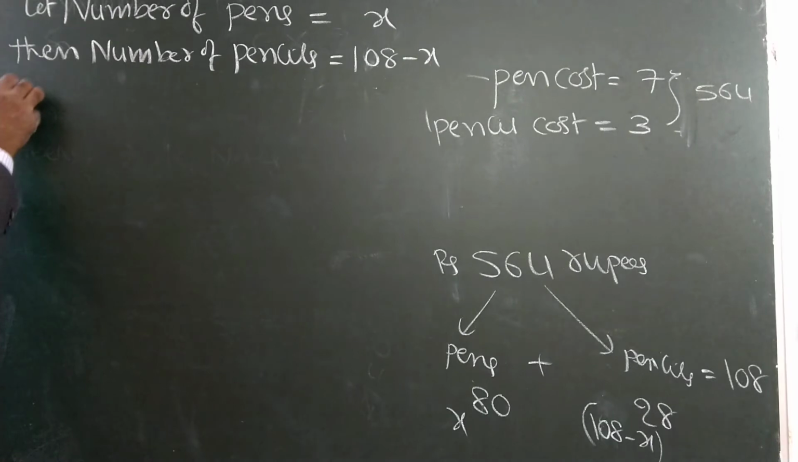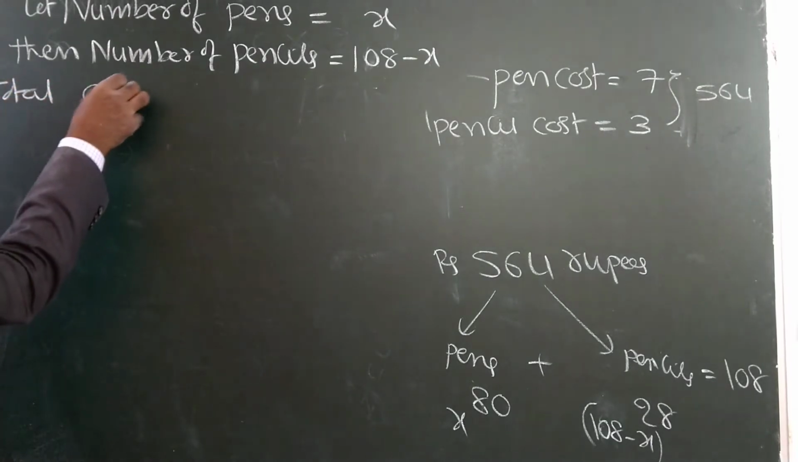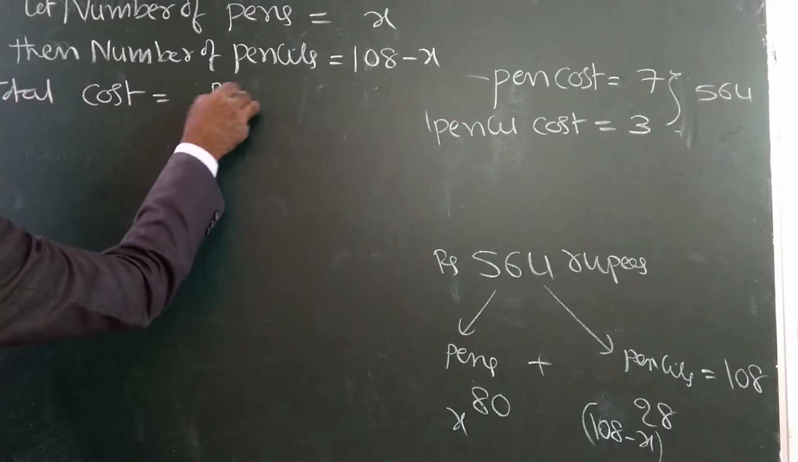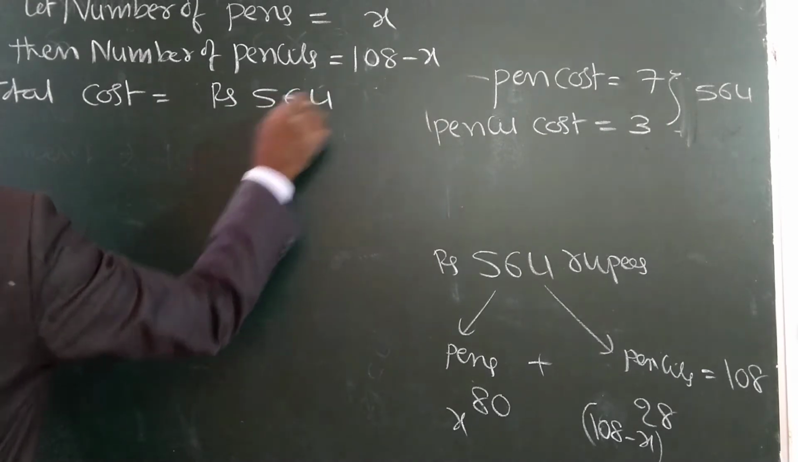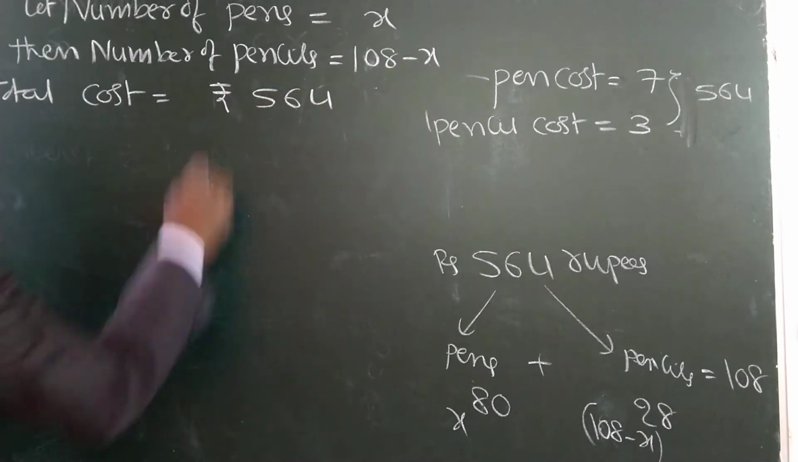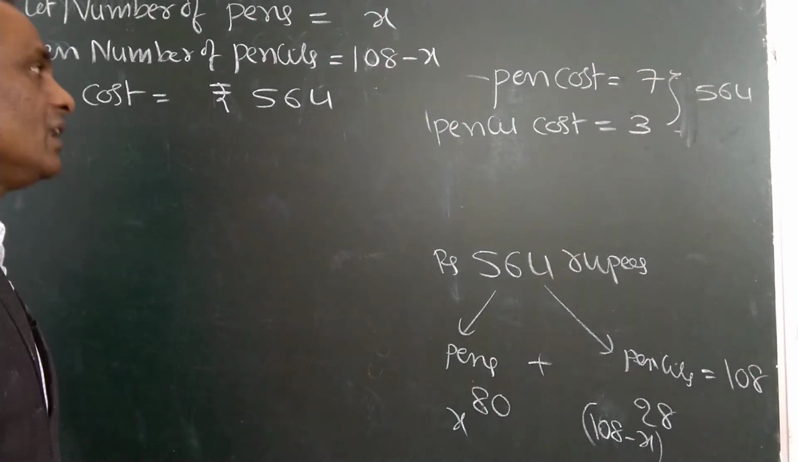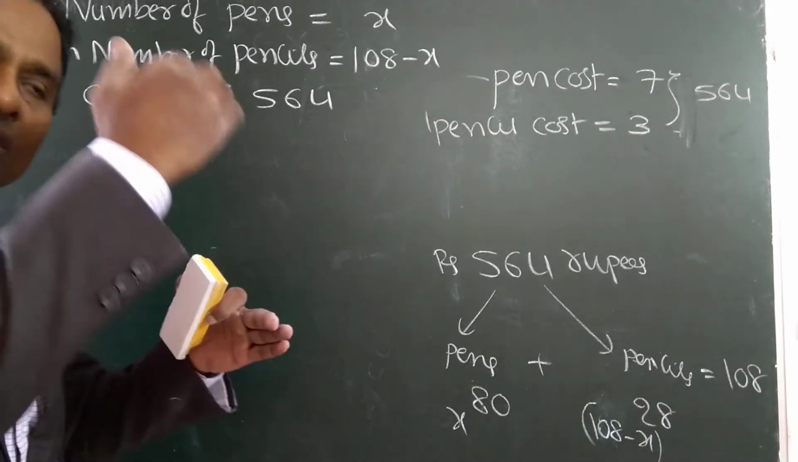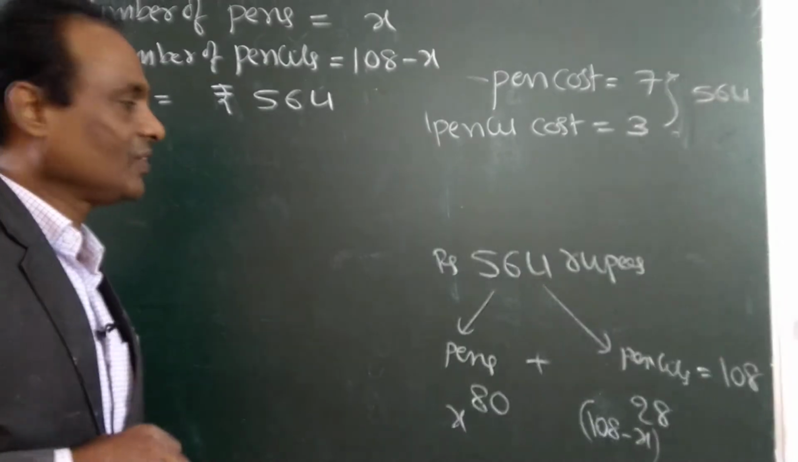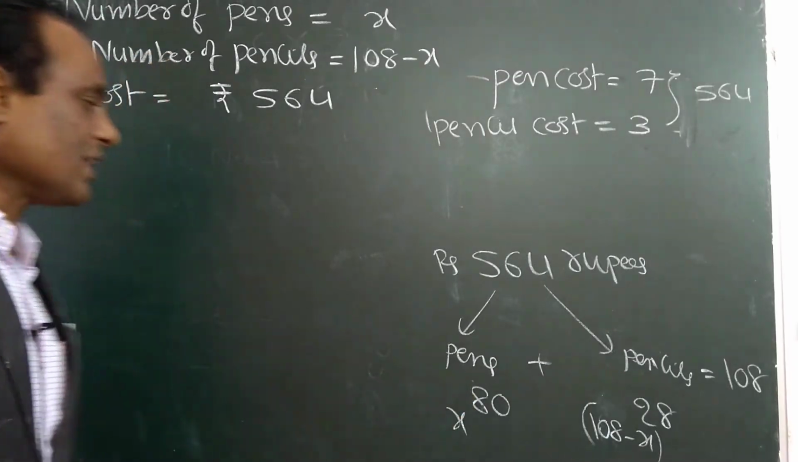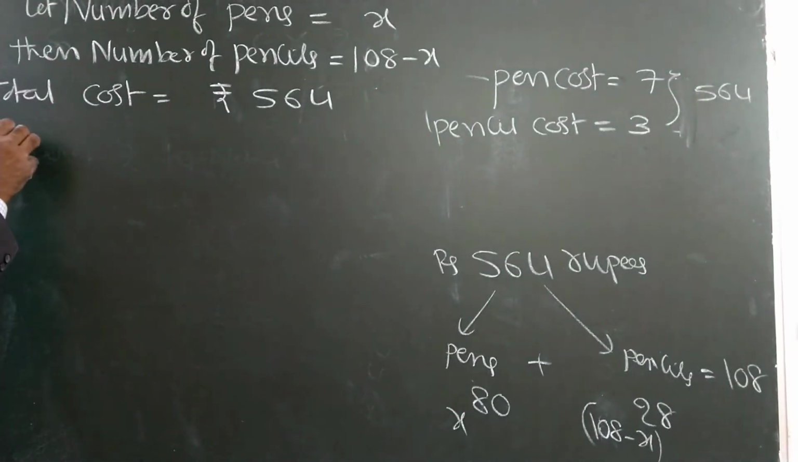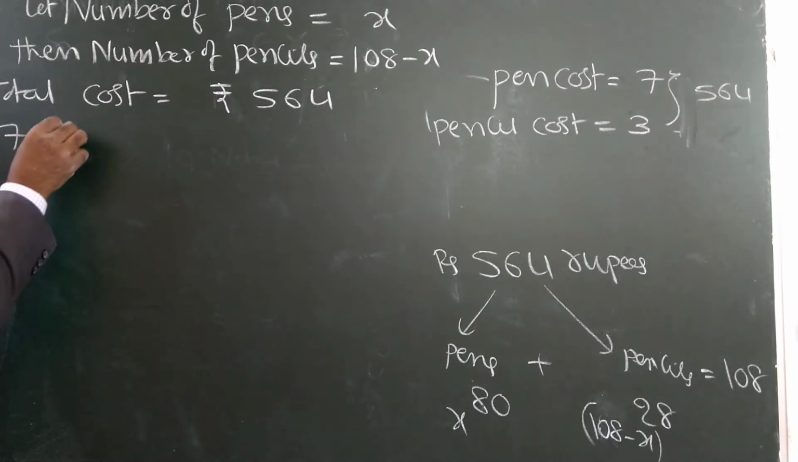Total cost. Total cost is given as 564 rupees. Total how much is the bill? 564. So how do we calculate the bill? How many pens? What is the cost of the pen? 7 rupees. How many pens are we purchasing?